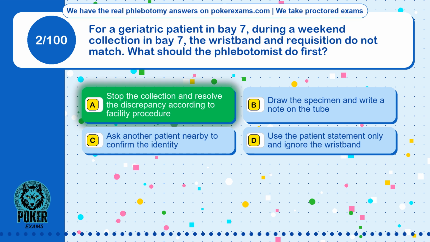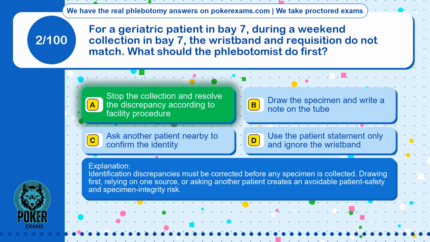The correct answer is option A. Stop the collection and resolve the discrepancy according to facility procedure. Identification discrepancies must be corrected before any specimen is collected. Drawing first, relying on one source, or asking another patient creates an avoidable patient safety and specimen integrity risk.